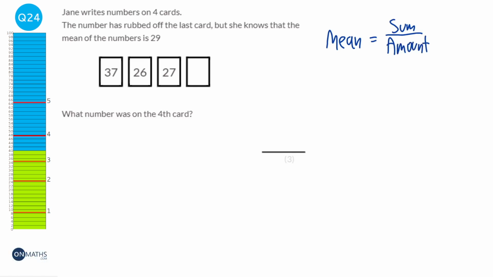So we know that the mean is the sum of numbers over the amount. But in this question, we're actually given what the mean is. We're given that that is 29. We're also given the fact that there are 4 cards, so we're given the amount.